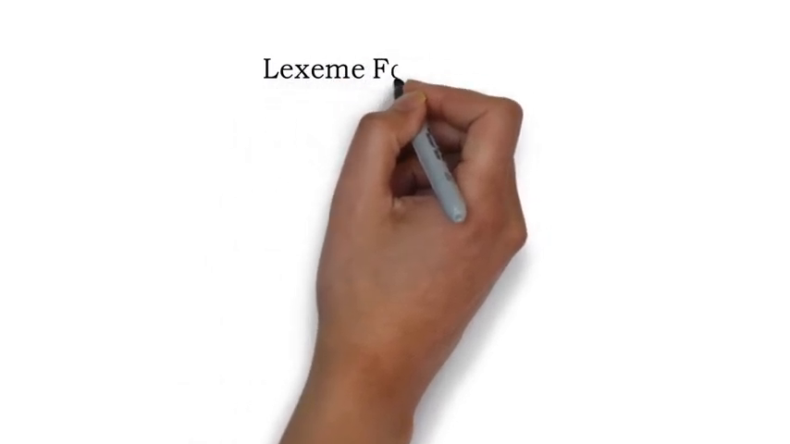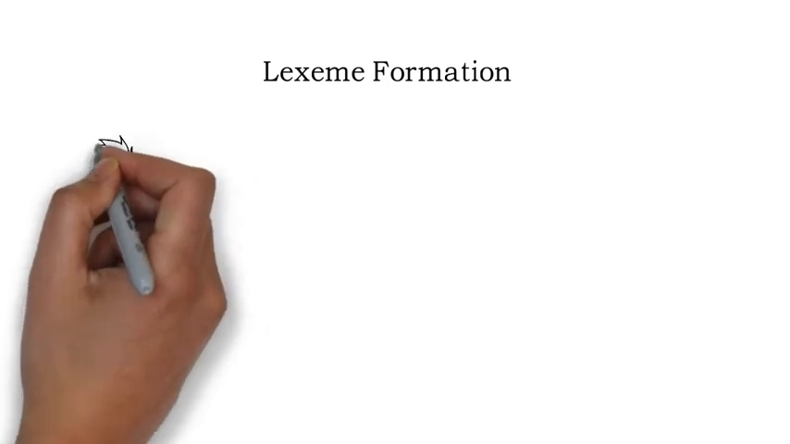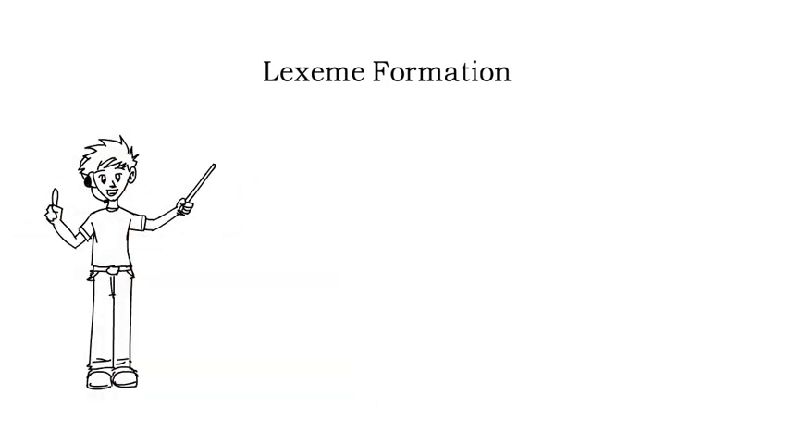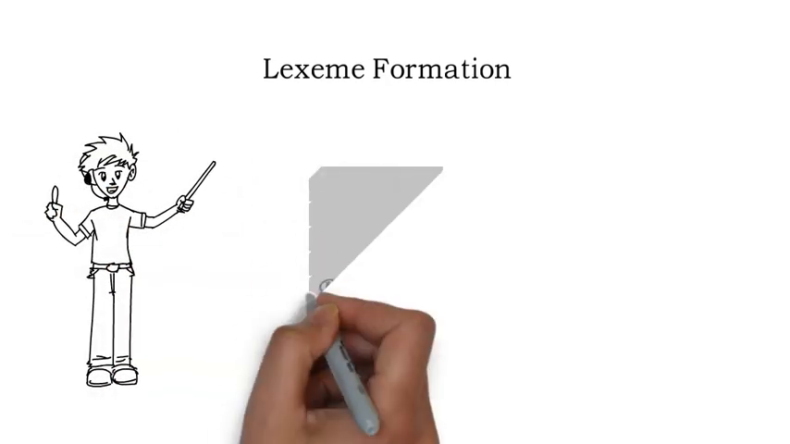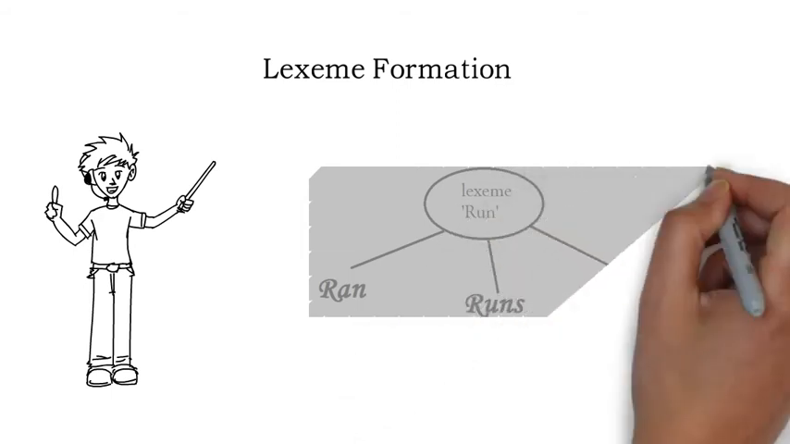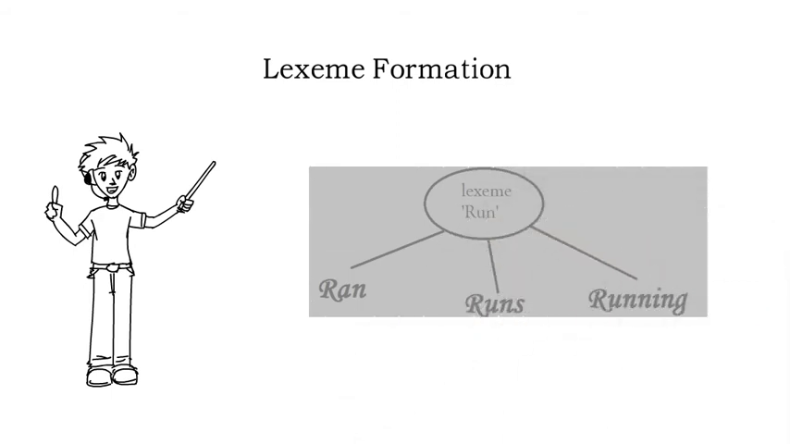One reason for having morphology is to form new lexemes from old ones. We will refer to this as lexeme formation. For example, the lexeme run can form other forms like run, runs, and running. This is lexeme formation.